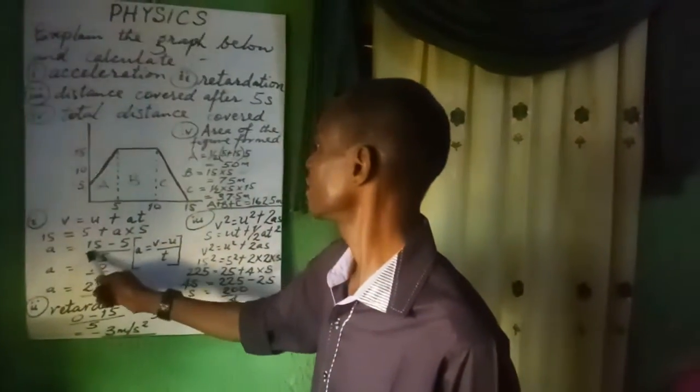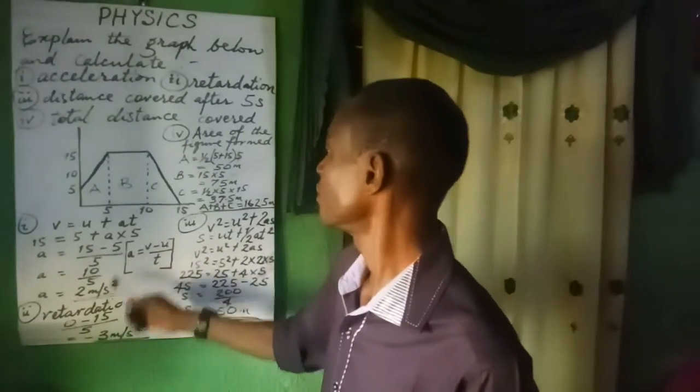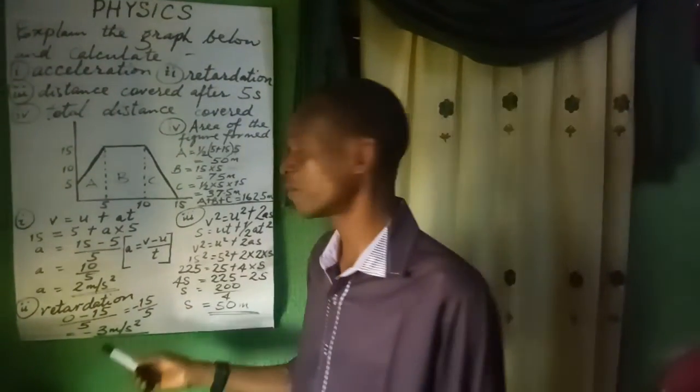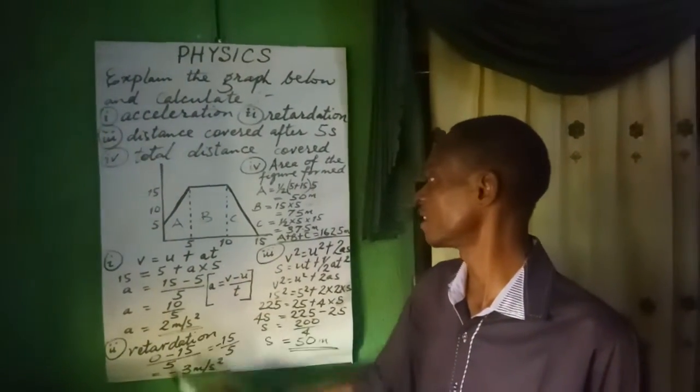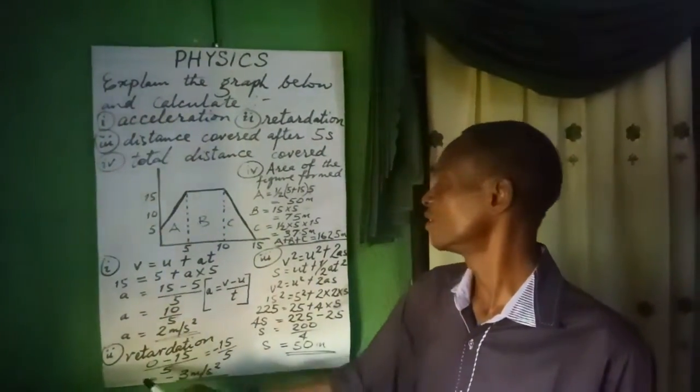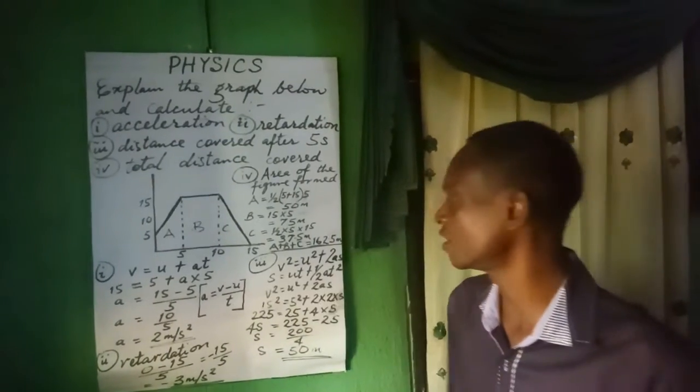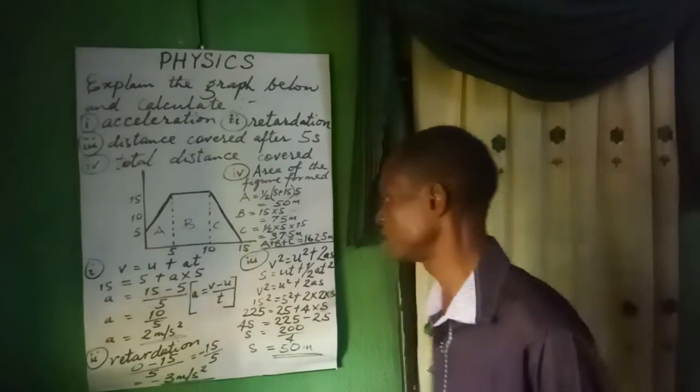So going by that, when we calculate this, we can just make a the subject of the formula and have (v minus u) all over t, which is 15 minus 5 over 5. 15 minus 5 is 10, all over 5. So the acceleration in this motion is 2 meters per second squared.